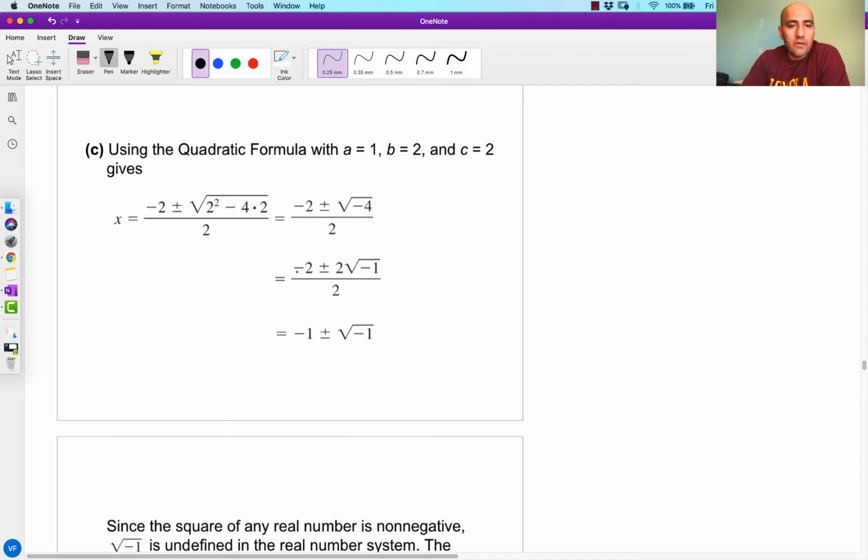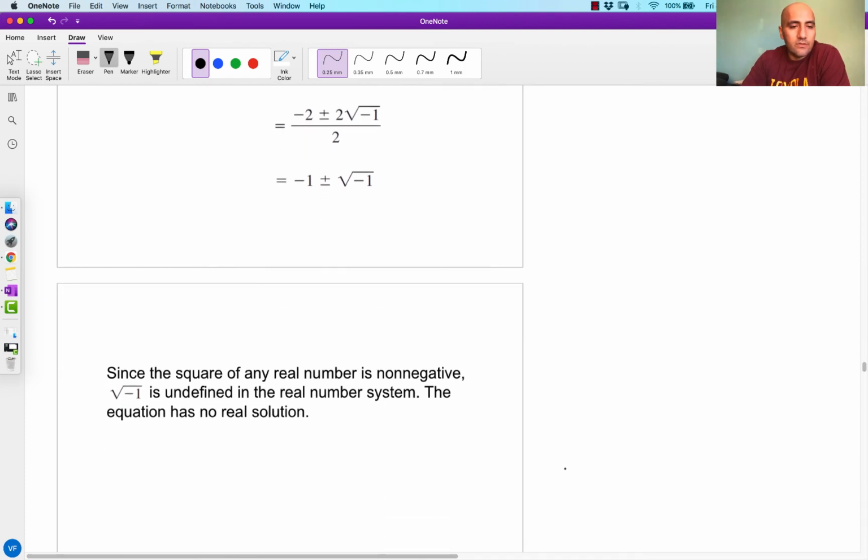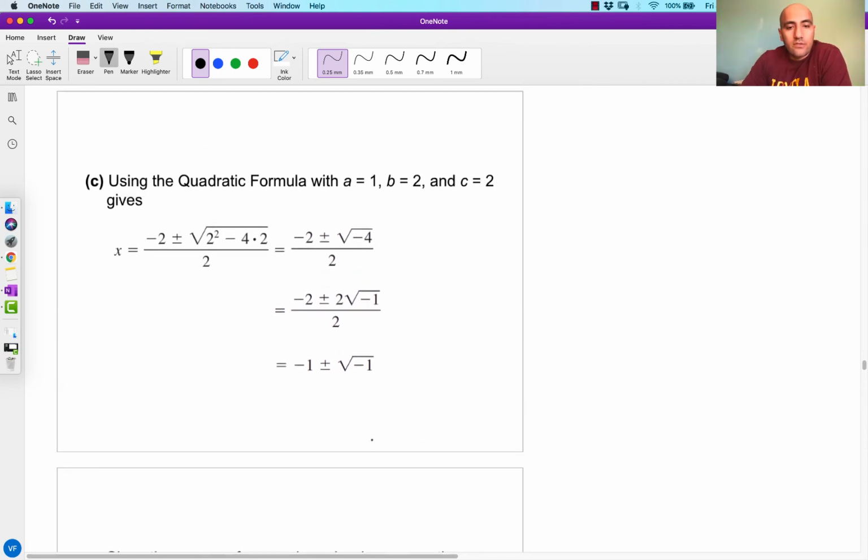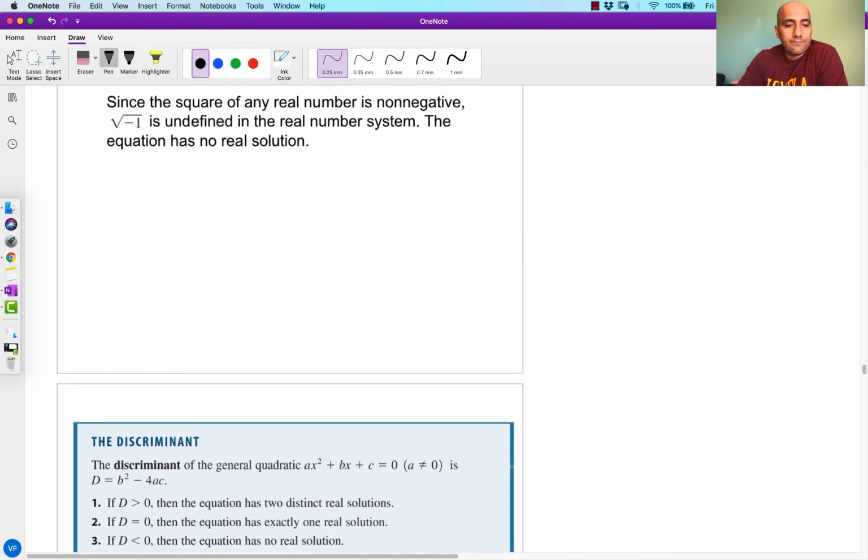I guess the author stopped there again. We haven't really talked too much about imaginaries. Maybe that's what we're heading into. Since the square of a real number is non-negative, the square root of negative 1 is undefined in the real number system. The equation has no real solution. So that's why we head into the imaginary numbers, which is in the next section. But I think for now, they just want you to stop here since we haven't talked about imaginary numbers yet. So they jump the gun a little bit there.